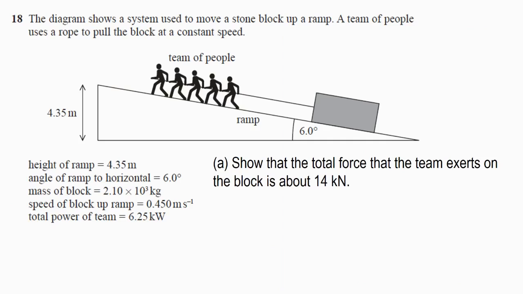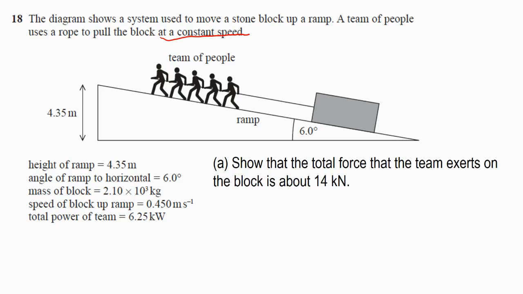Then question 8. The diagram shows a system used to move a stone block up a ramp. A team of people uses a rope to pull the block at a constant speed. The height of the ramp is 4.35 meter. The angle of the ramp to the horizontal is 6 degree. The mass of the block is 2 into 10 to the power 3 kilogram. The speed of the block up the ramp is 0.45 meter per second, and the total power of the team is 6.25 kilowatt.